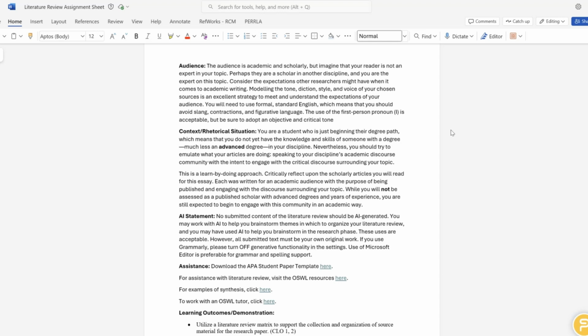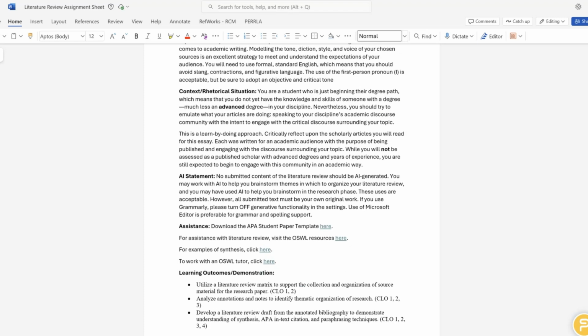Another excellent tip to help you out here is think about the readings you have done. How do they write? What is their tone? What is their diction or word choice? What is their style and voice? Modeling that, imitating them, is a great way to get going at this stage. Which means you do need to use formal standard English, avoiding slang and contractions, but the first person pronoun is acceptable.